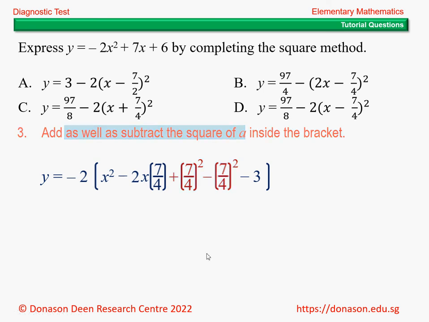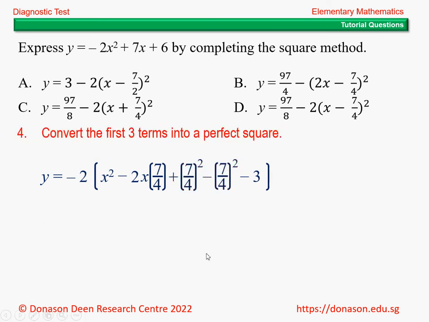Okay, so what we're going to do, the fourth step, convert the first three terms inside the bracket. So this x squared minus 2x times 7 over 4 and 7 over 4 squared, these are the first three terms, into a perfect square. So these three terms we are going to turn into a perfect square. Of course, to turn it into a perfect square, I'm just going to put a bracket and put a square first. So this is of the form a squared minus 2ab plus b squared.